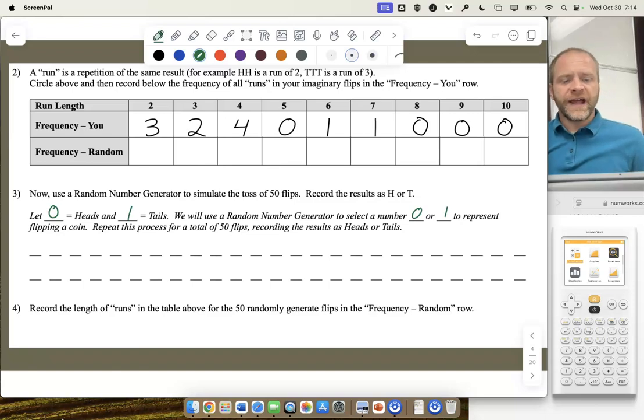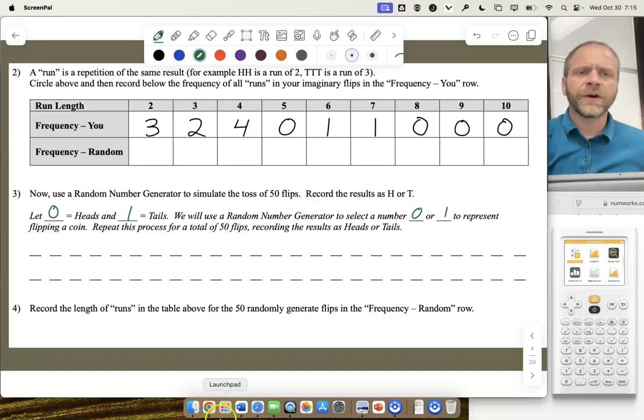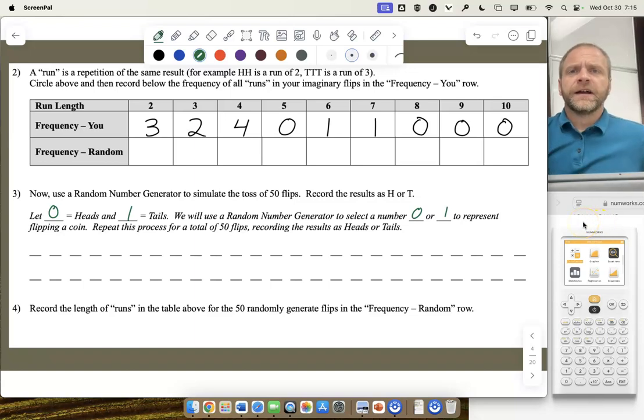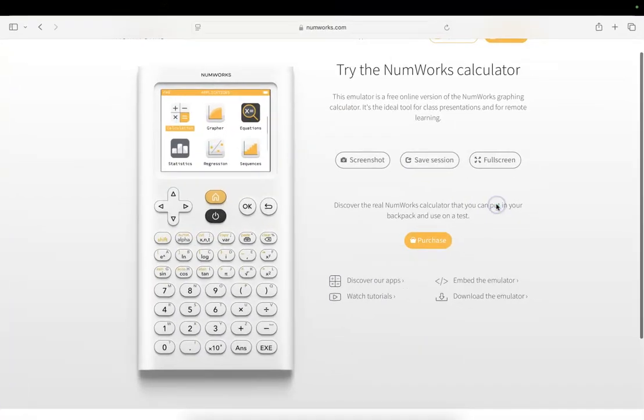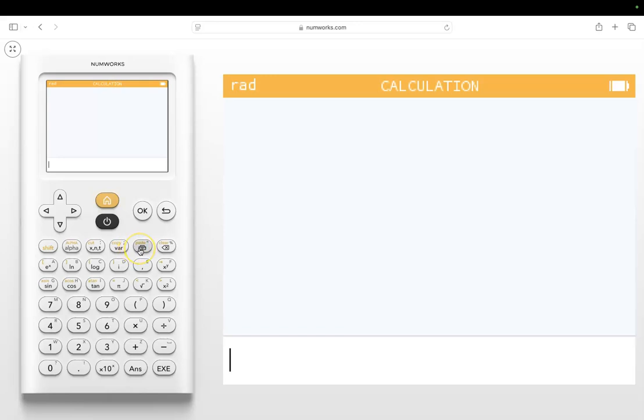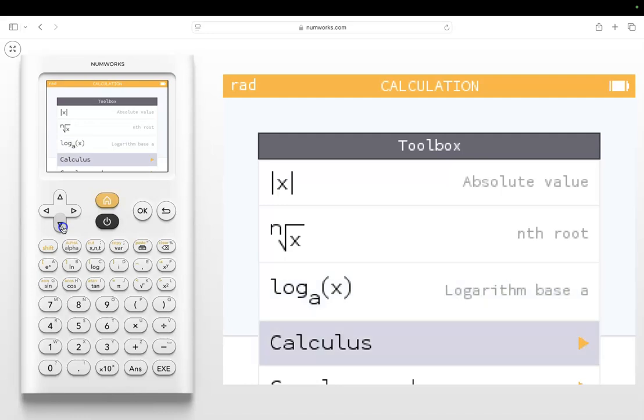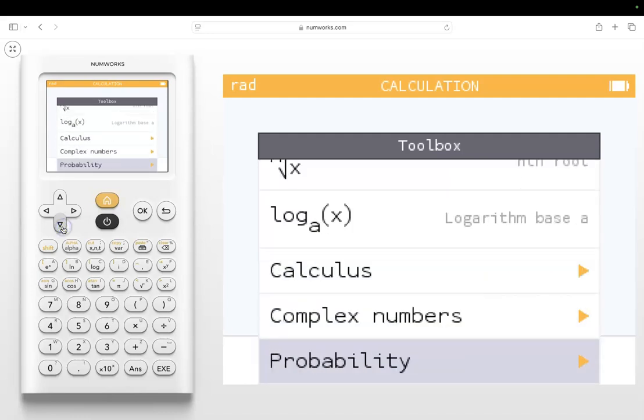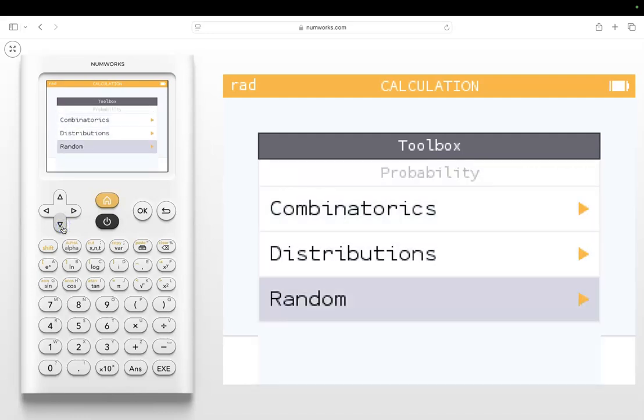So I'm going to do that, and so I have my calculator here. We're going to use this calculator to find how to do a random number generator. I pull it full screen, and I have the calculator there, and I'm going to choose calculator. Once I do that, I'm going to go to my toolbox. If you have the TI-84, you want to use the math button and go over to probability. I'm going to go down to probability, and once I do that, I'm going to choose random.